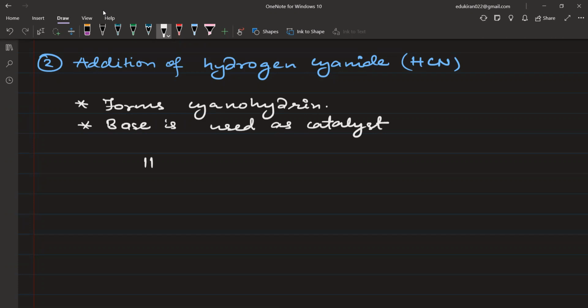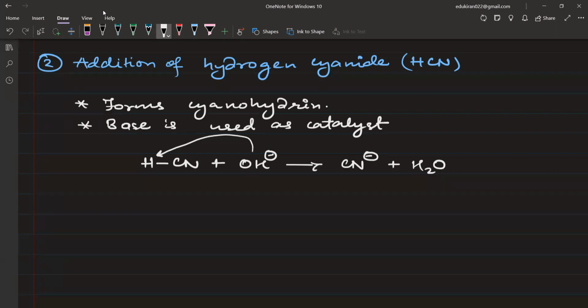Now please see, we have HCN plus OH negative from the base. So this will be attacked by OH negative. The OH negative will attack hydrogen. It is going to form CN negative plus H2O. Now the CN negative will attack the carbonyl carbon because it is delta positive, and CN negative will have a negative charge on the carbon atom.